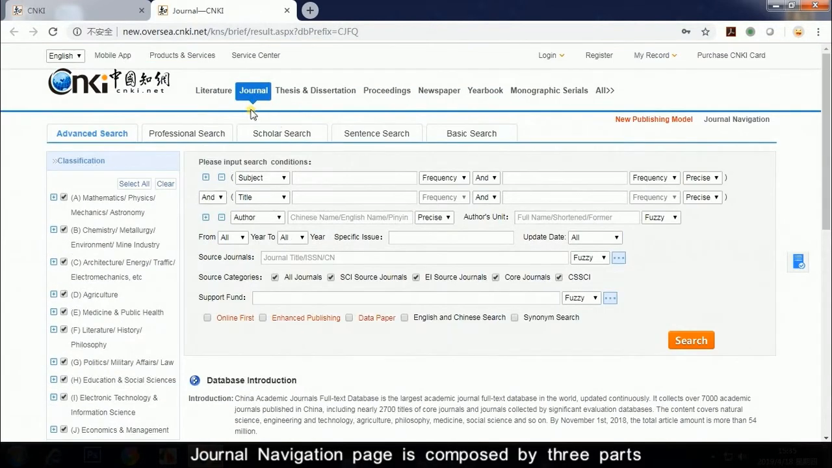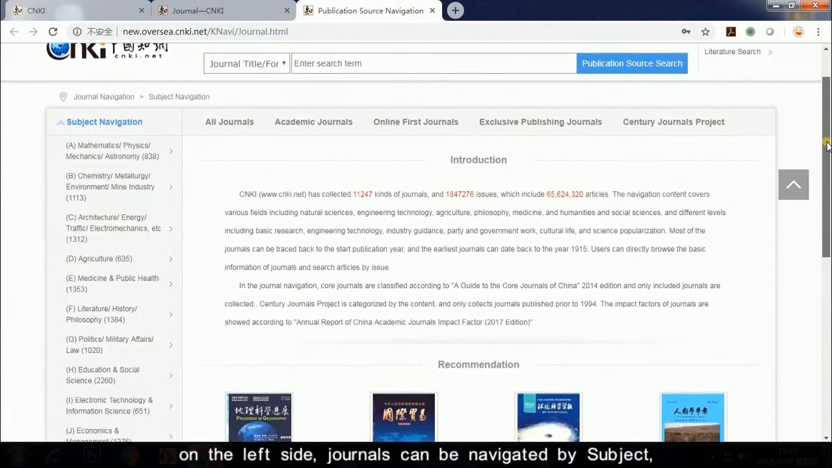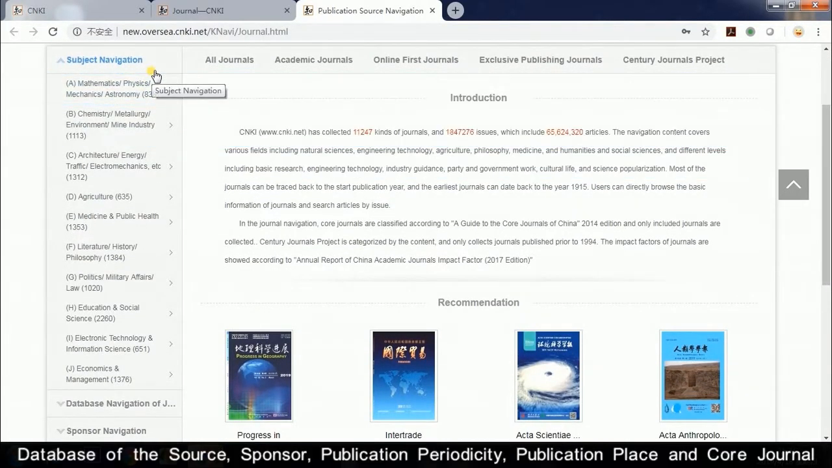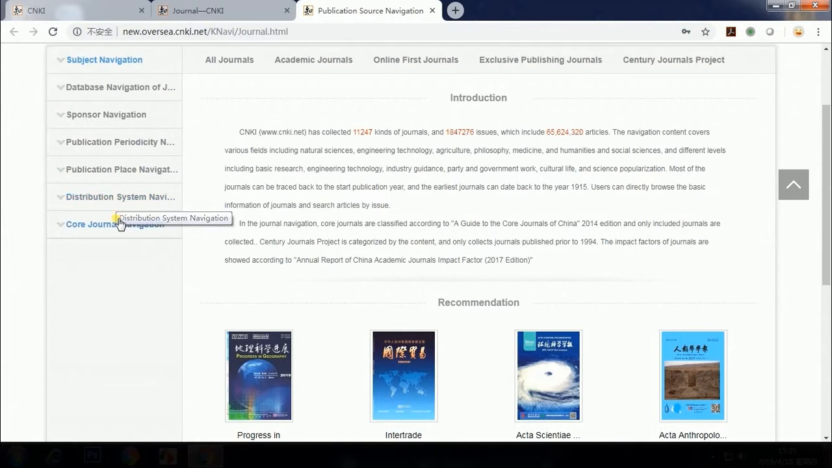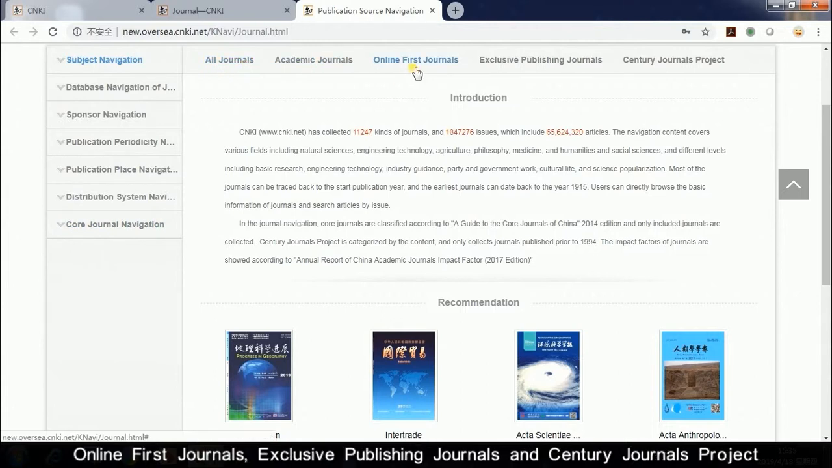The journal navigation page is composed of 3 parts. On the left side, journals can be navigated by subject, database of the source, sponsor, publication periodicity, publication place, and core journal. On the top of the right side, journals can be navigated by all journals, academic journals, online first journals, exclusive published journals, and century journals projects.